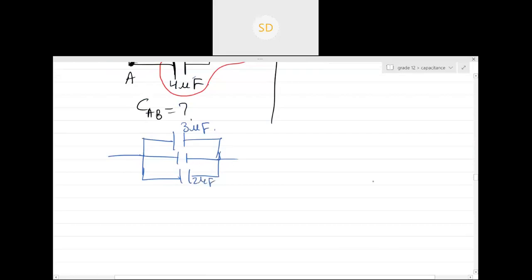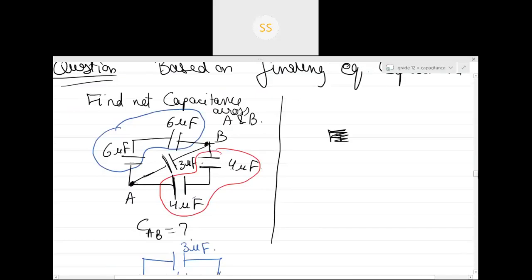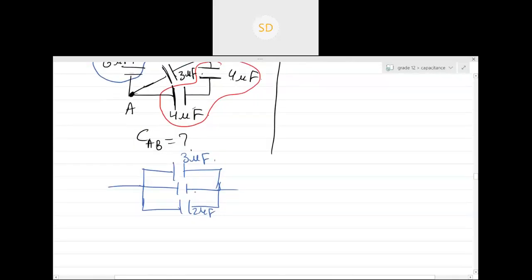Each one is how much? 6. Parallel, that is 3 microfarad. So now, what will be the net? 8 microfarad. That is the answer.